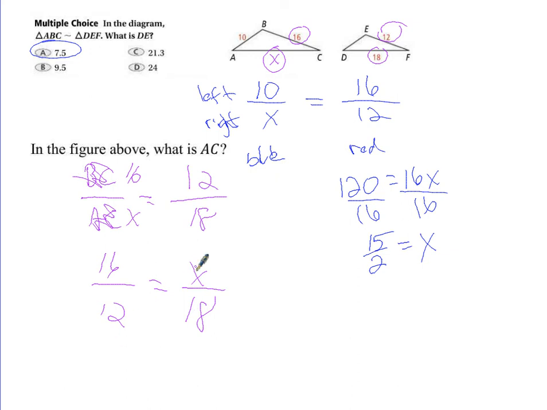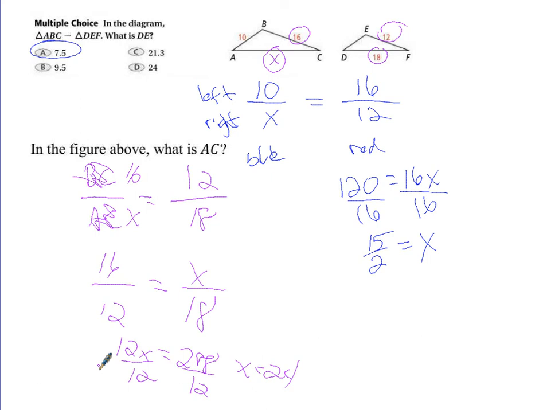When we cross multiply, we get 12x equals, what's 16 times 18? 288. Okay. Then we divide both sides by 12 and we get x equals 24. Everybody, when they did their proportion and then they cross multiplied, did everybody get 12x equals 288? Did you get x equals 24 in the end?